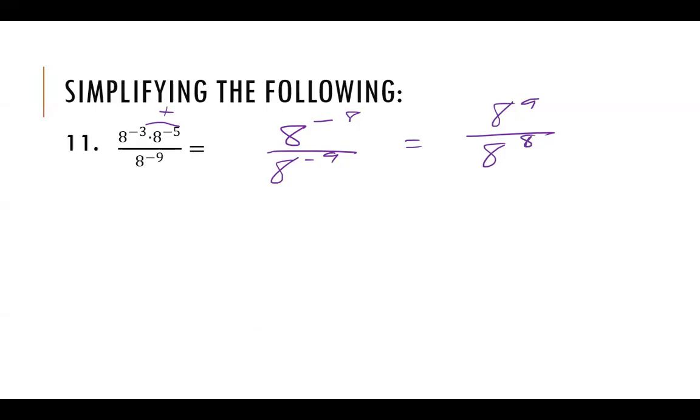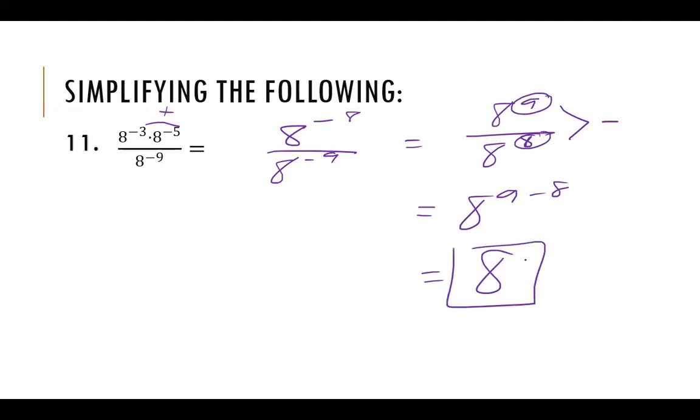So we went from product to negative, and now what's our last one? Division. If I'm dividing, what am I doing with their powers? I need to subtract their powers. So we have 9 minus 8, and what is 9 minus 8? So the answer is just 8.